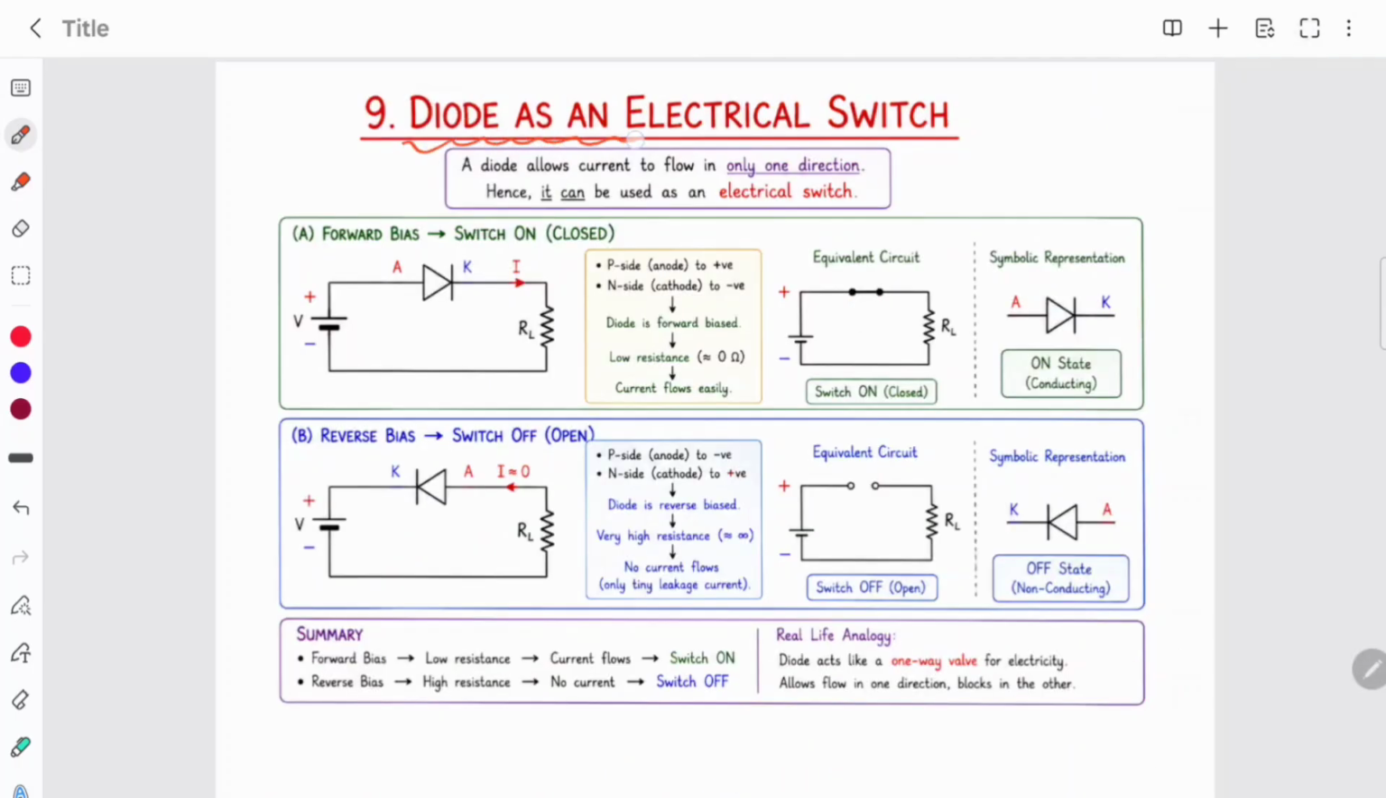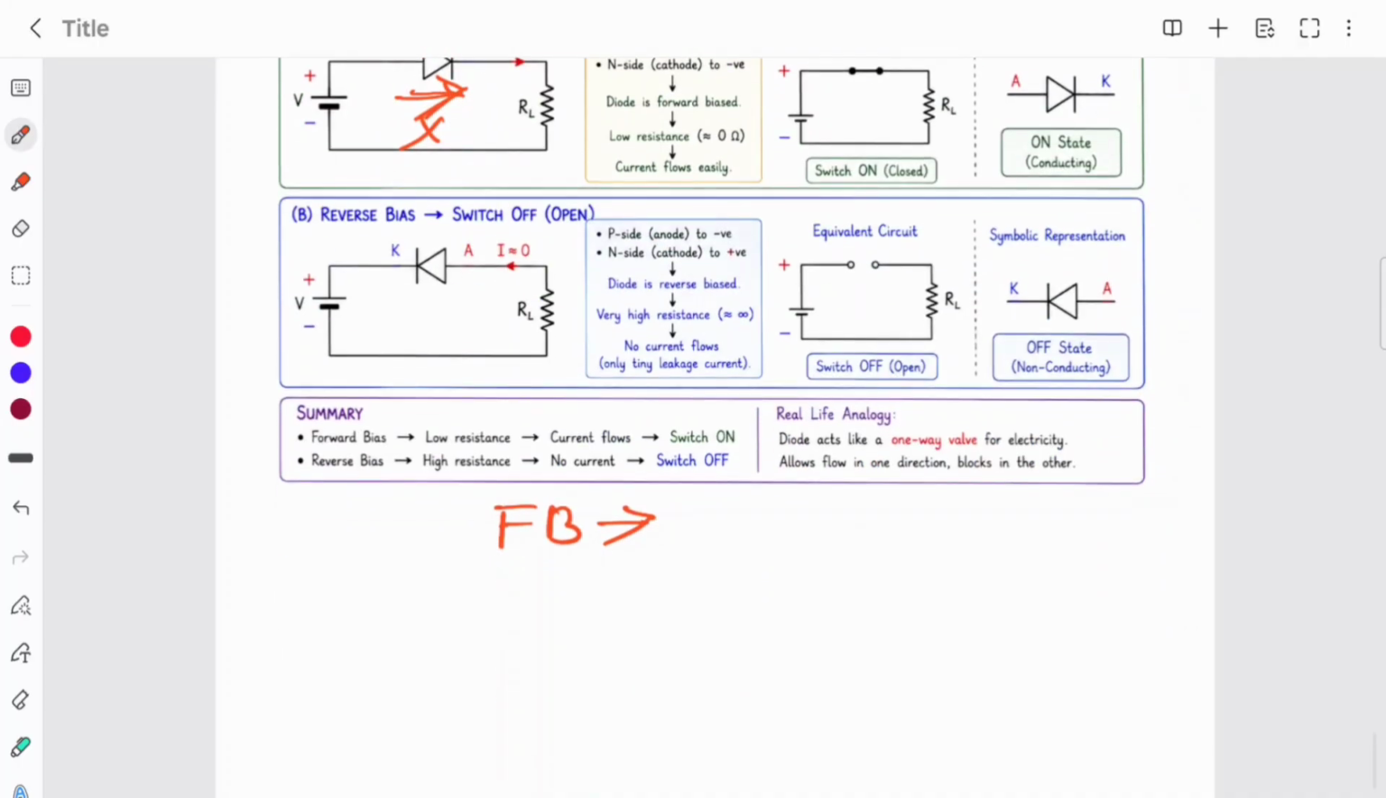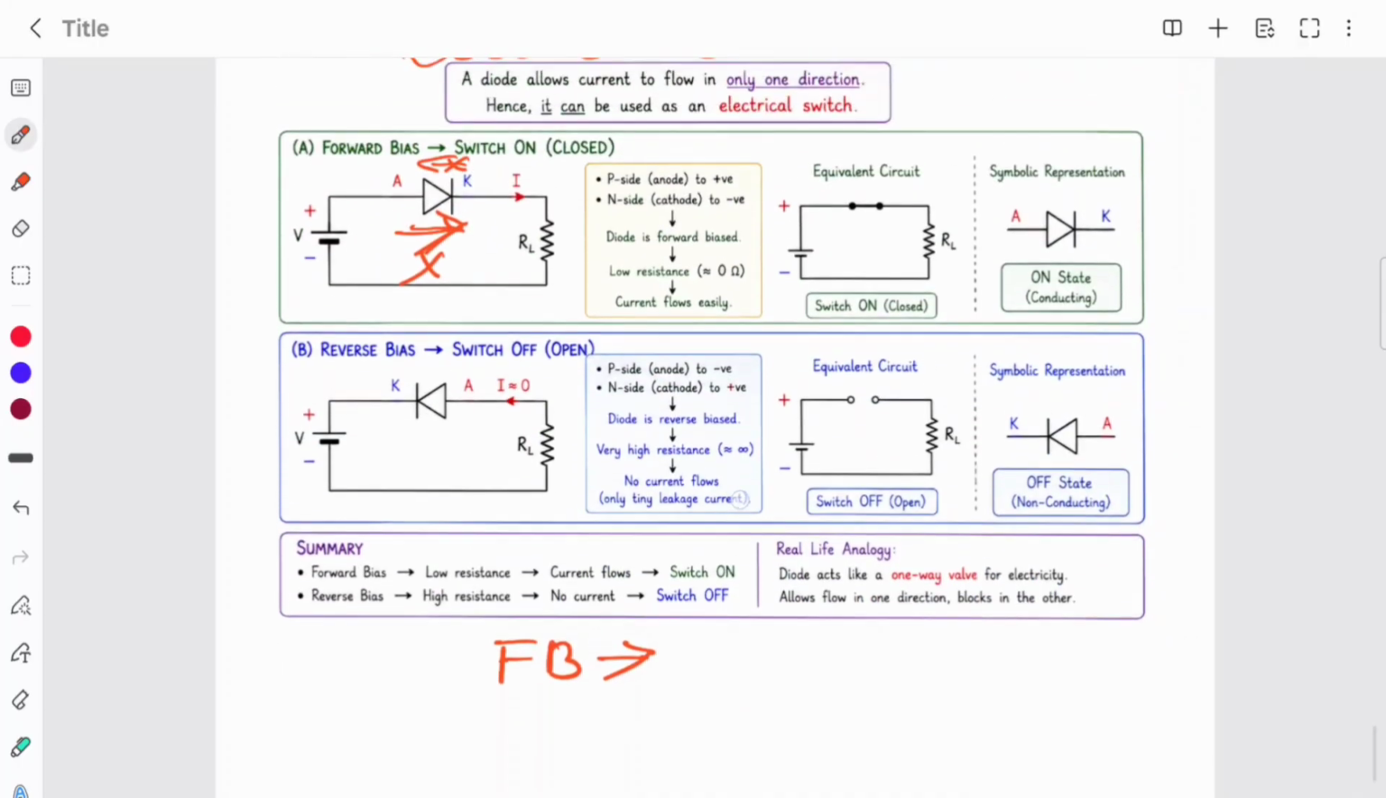Now, a diode as an electrical switch. We can now understand why a diode is often compared with a switch. During forward bias, the diode is on and current flows. During reverse bias, the diode is off, so no current will flow. Of course, a real diode is not an ideal switch. It has forward voltage, leakage current, dynamic resistance, switching time, and other non-ideal characteristics.